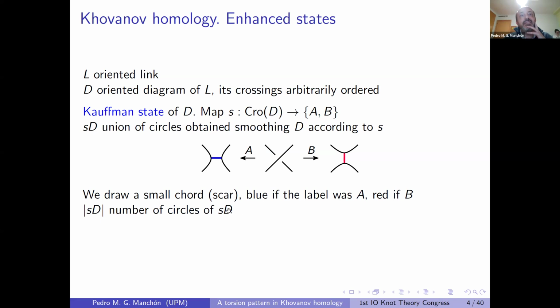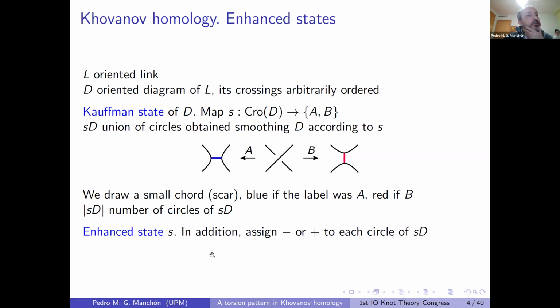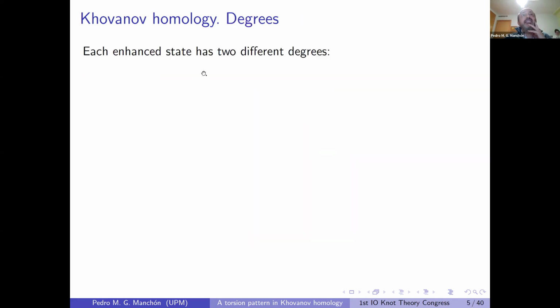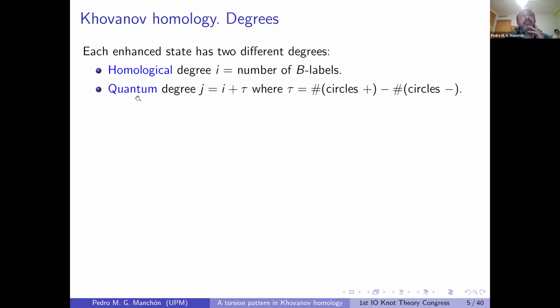The number of circles of SD will be denoted this way. In addition, we have to enhance the state. This is done by assigning minus or plus to each circle of SD. Each enhanced state has two different degrees: a homological degree I, which is simply the number of B labels, and a quantum degree J equal to I plus tau, where tau is the difference between the number of circles plus and the number of circles minus in SD.